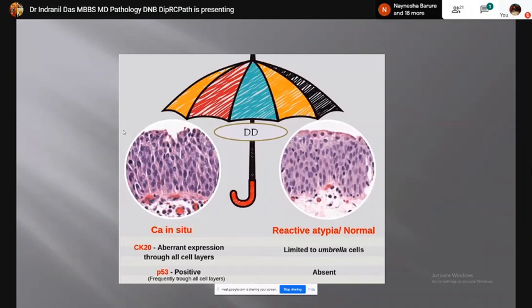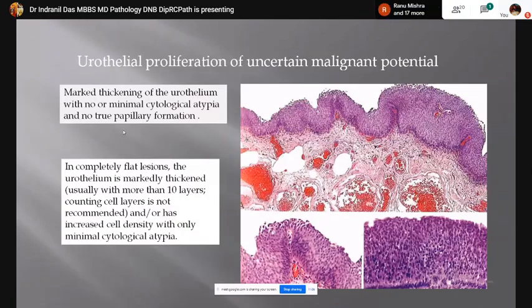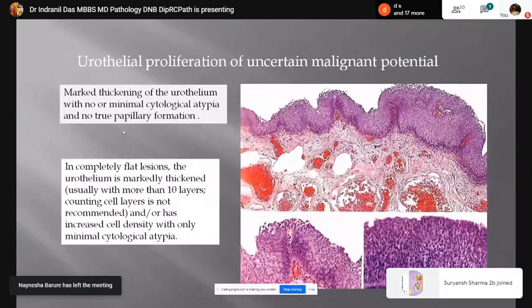P53 is positive in carcinoma in situ, and P53 is absent in reactive atypia or normal urothelium. Now, urothelial proliferation of uncertain malignant potential is basically a flat lesion. There is marked thickening of the urothelium, usually more than 10 layers are seen, the polarity is maintained, and the atypia is absent.